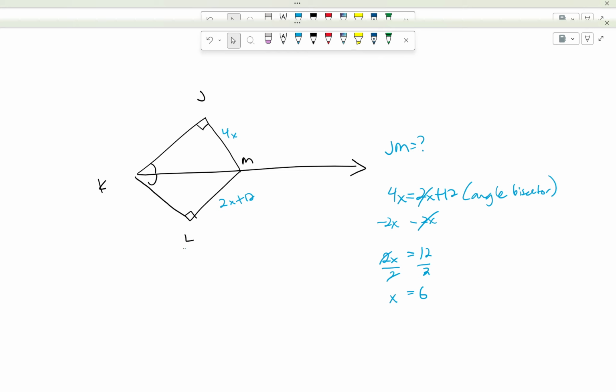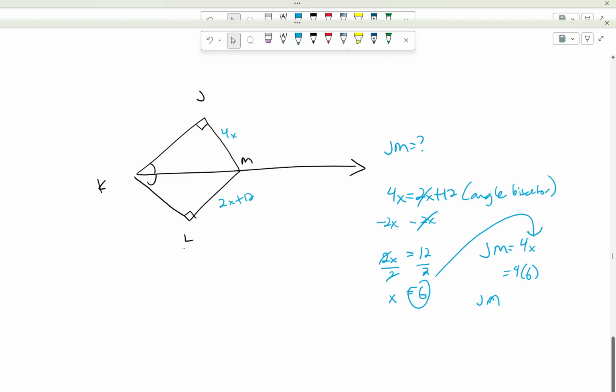Now, that's not what it asked me for. It asked me for JM. Well, JM was equal to 4x. So I have to go take this 6 and plug it back into the value 4x. So 4 times 6. So JM is equal to 4 times 6, which is 24.